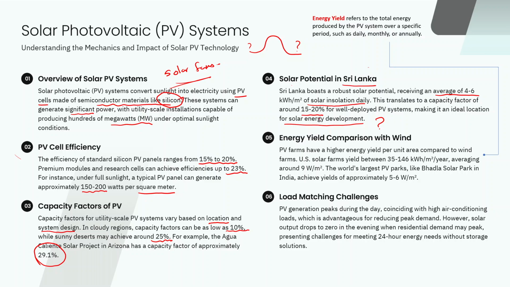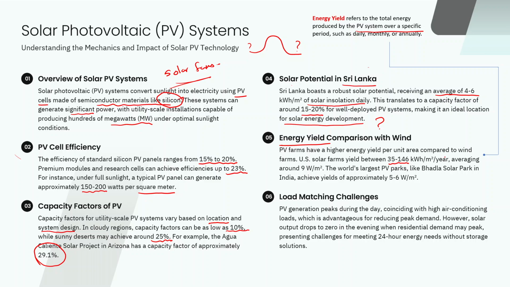So if you compare the energy yield, right? So what is the energy yield? First of all, we will look at what the energy yield is. Energy yield refers to the total energy produced by the PV system over a specific period, such as daily, monthly, or annually, right? So if you look at the energy yield per unit area, compared to the wind farm, in US solar farms, they have an energy yield between 35 to 146 kilowatt hours per meter squared per year.